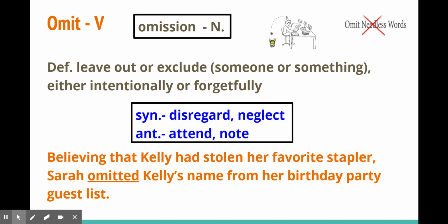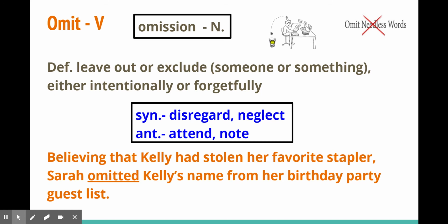forgetfully. So sometimes we might omit a friend. We might forget to invite them to a party, so we've accidentally left them out. We've omitted them from the plans. A noun is omission. So you might make an omission if you forget to tell your parents that you're going over to a friend's house after school. Synonyms: disregard, neglect. Antonyms: attend or note.